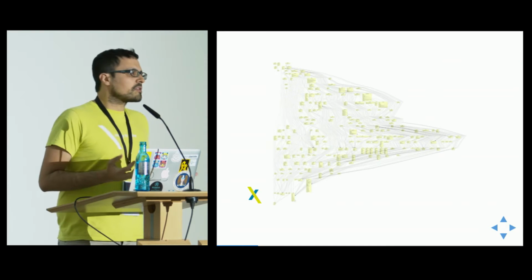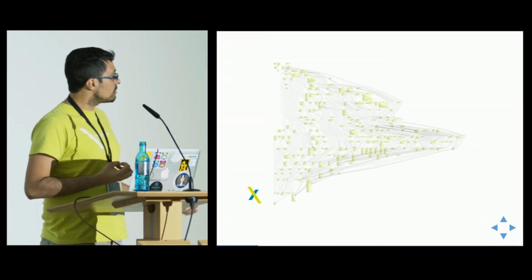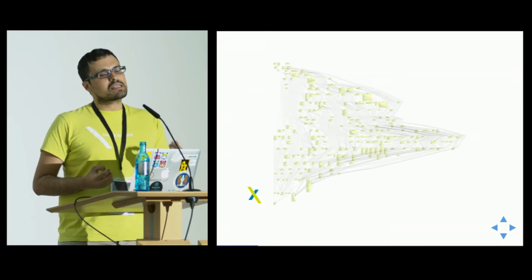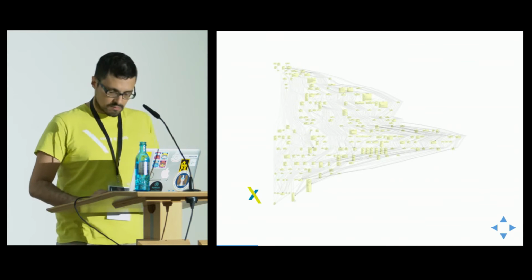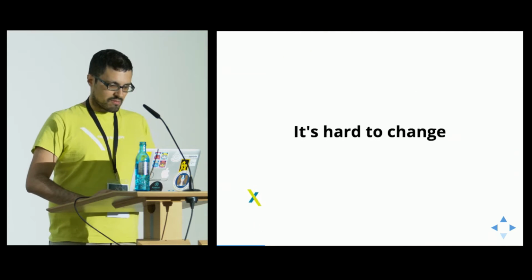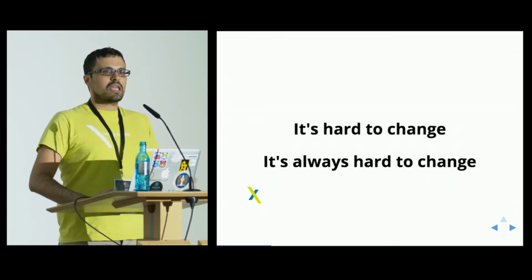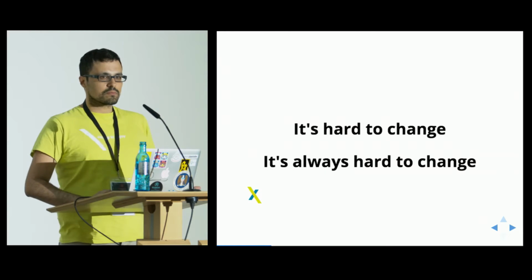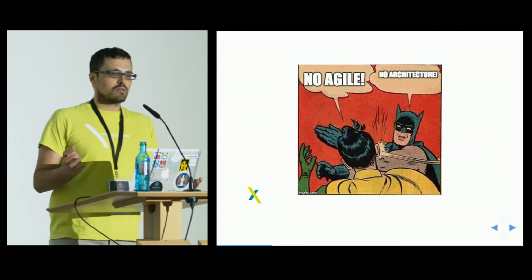Generally, a software architecture is something that is hard to explain, hard to implement, hard to maintain. But there's one thing that they all have in common. They are hard to change. They are always hard to change. So I think that we are in this kind of situation.